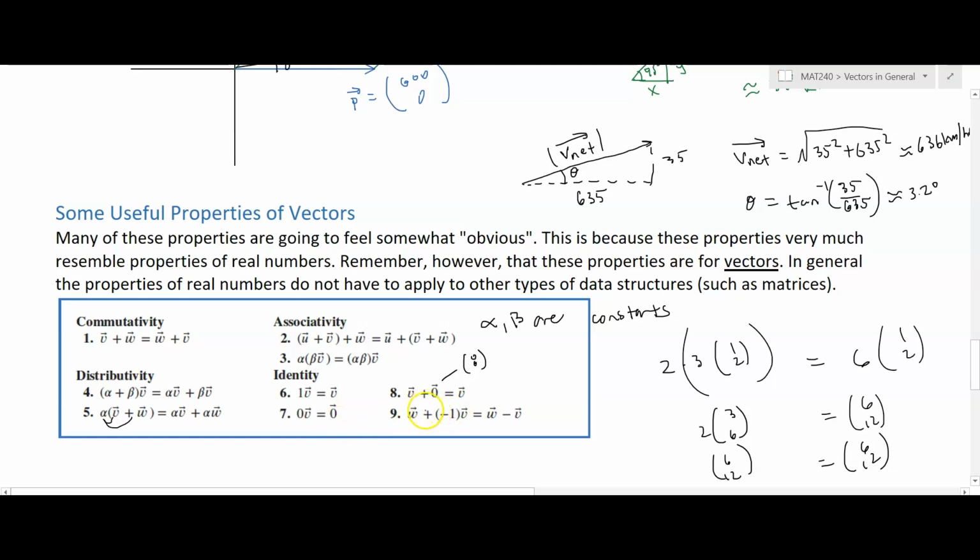And if you add -1 times v, that's the same thing as subtraction. So the point of this property here is that we can think about subtraction as addition, where one of the vectors is being scaled by -1.